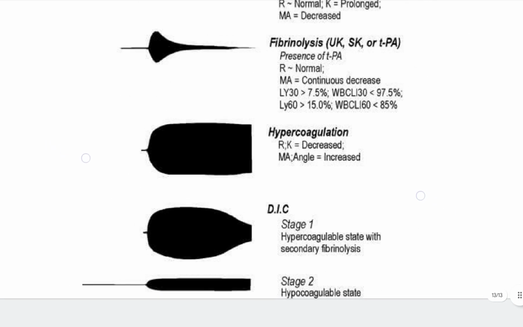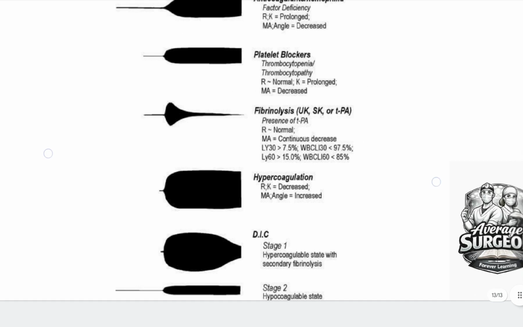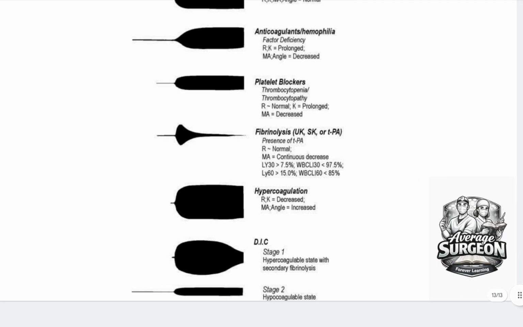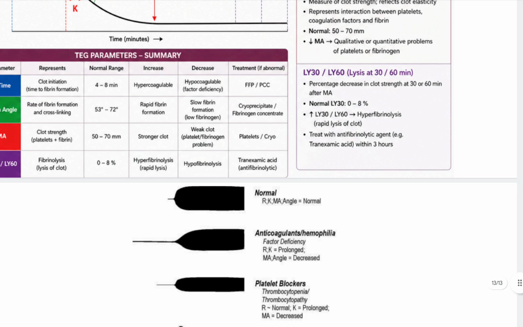Based on how our thromboelastography graph looks, we can predict the disease and simultaneously treat the patient. So this is the basics of thromboelastography, and all the parameters are covered from the Sabiston standard book and the references.